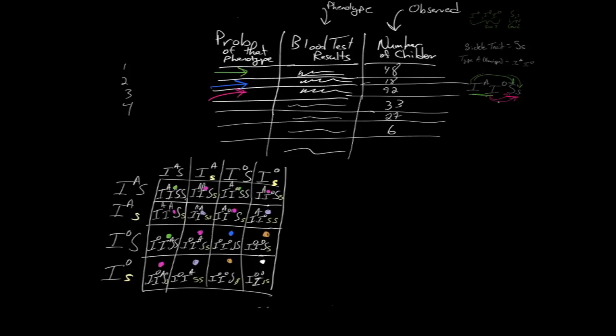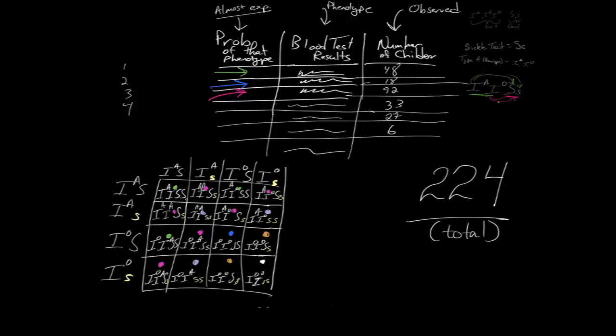And then what would you call the probability of that phenotype? Expected. It's almost expected, not quite the expected yet. What number are we missing to help us find the expected? Somebody said it, the total.